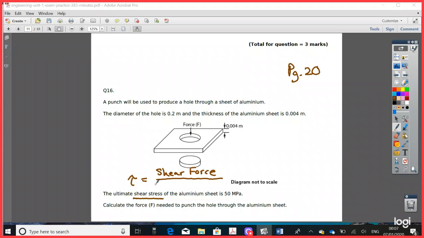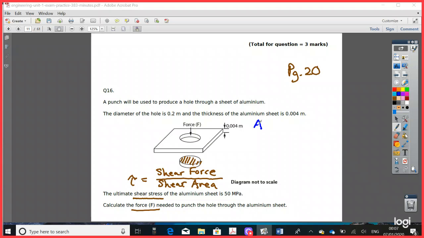the shear area. Okay, so I can see that we are trying to shear a shape like a cylinder, so the area would be that, or the area of the hole, if you like. So we need to find the shear area if it's not given to us already, and the shear force is what we need to find. So we can times this by this to find the shear force.